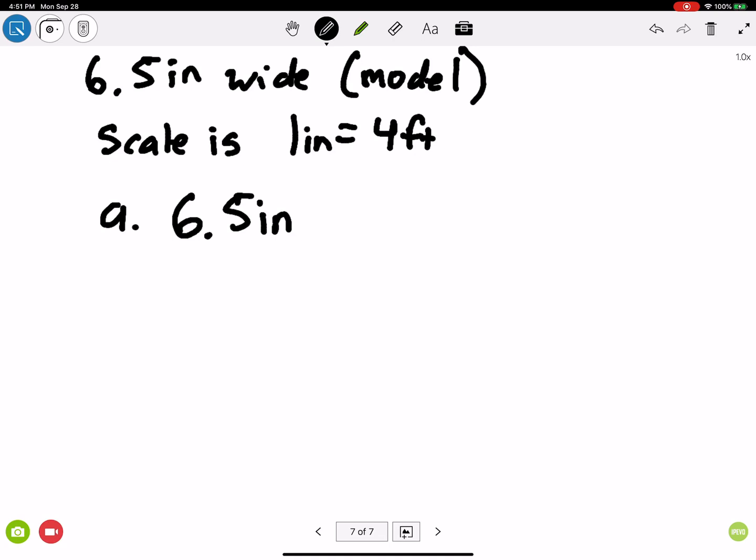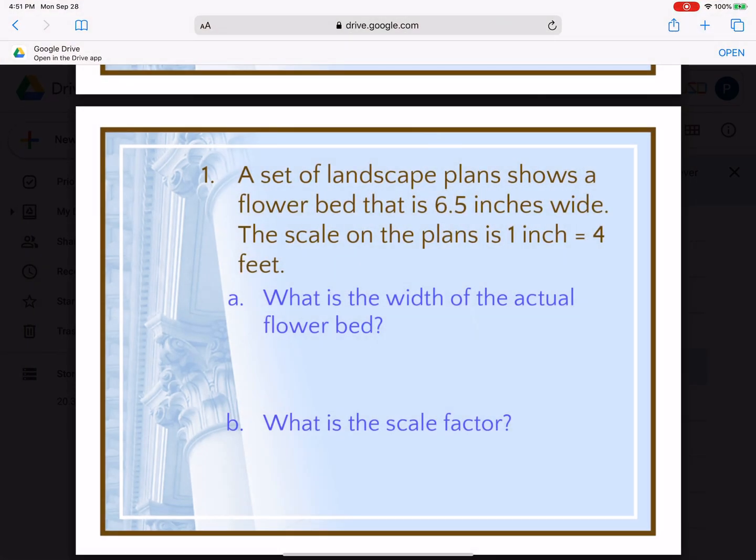I'm going to give you a little bit more time. You can figure this out, okay? So pause the video, answer A. If you can, answer B. If you need me to go back, I'll go back. Remember, A says, what is the width of the actual flower bed? And B says, what's the scale factor? And I asked you to find both in this case, okay? Landscape plans to the actual flower bed, and then from the flower bed to the plans.